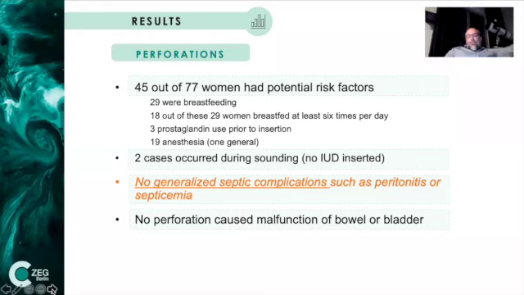The good and reassuring thing we found is that there were no generalized septic complications, such as peritonitis or septicemia, in any of these diagnosed perforations. And we also had no malfunction of bowel or bladder after a perforation. So all of the perforations we found were, from a clinical point of view, easy to handle. Next slide, please.